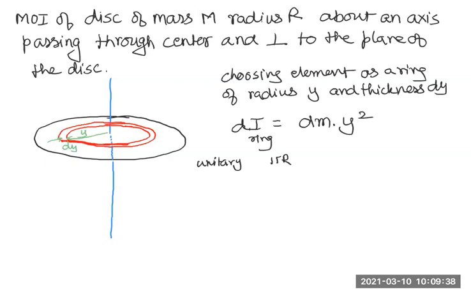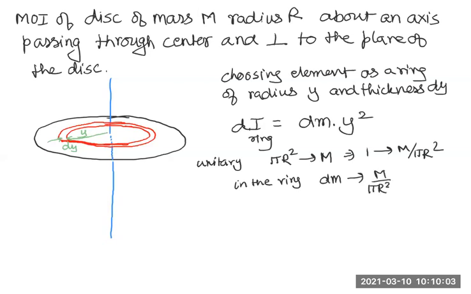Pi r square area mein mass m hai. Unit area mein mass m by pi r square rahega. Right. So in the ring, the mass should be m by pi r square multiplied by area of ring. This should be just revision for you.